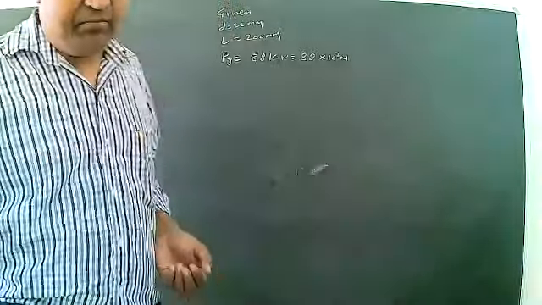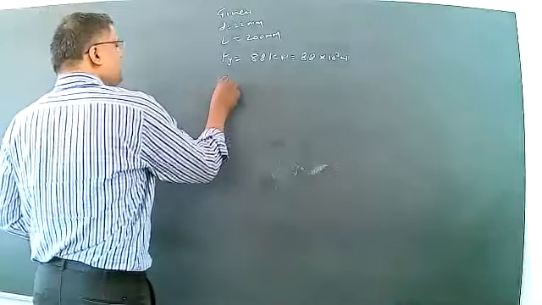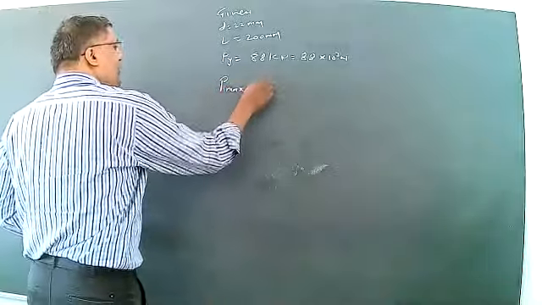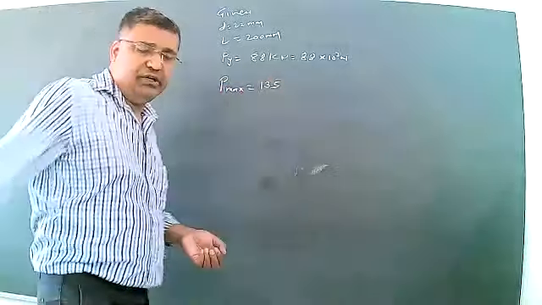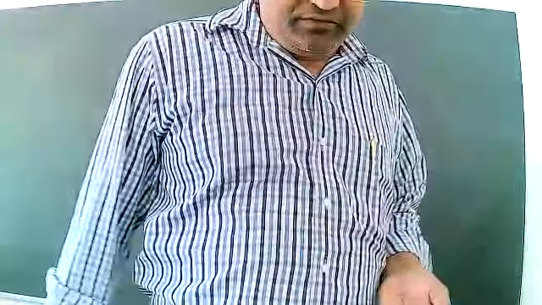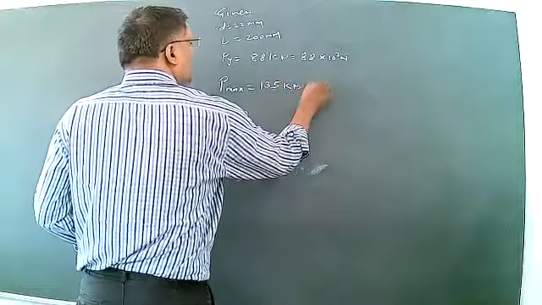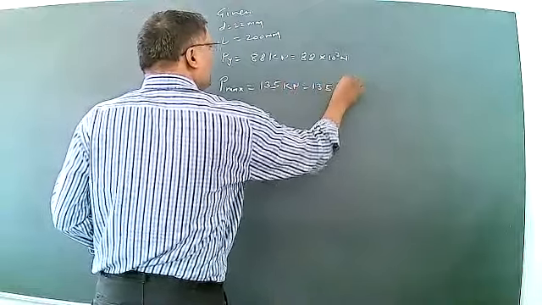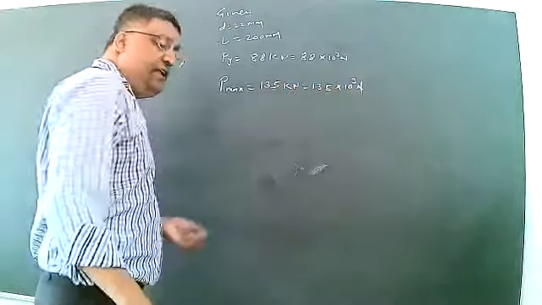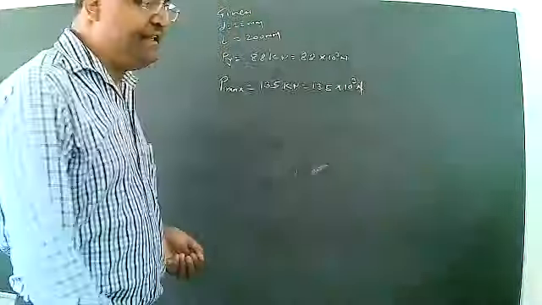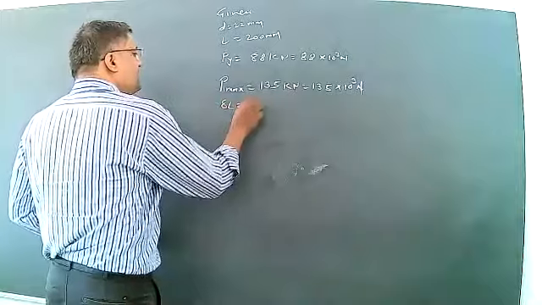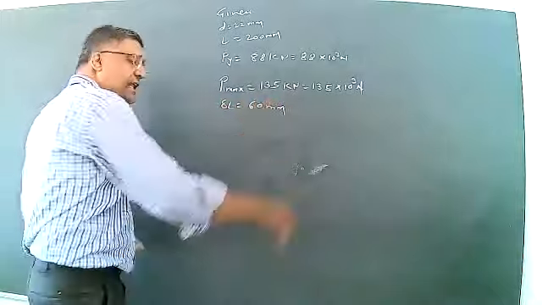Then P max, maximum load. P max means maximum load, we have provided 135 kilonewton. Then convert into Newton. 135 kilonewton is 135 into 10 raised to 3 Newton. Then delta L, change in length, 60 mm.